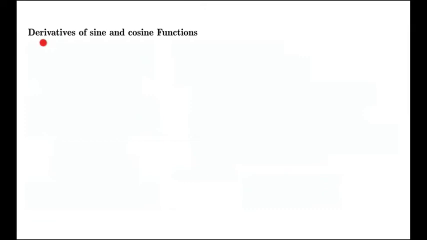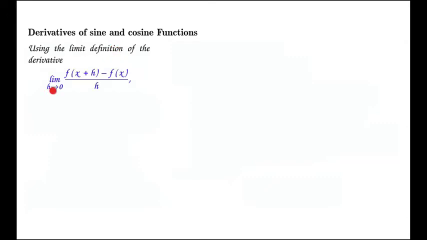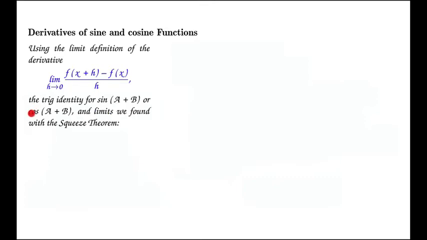We are now set to look at the derivatives of the sine and cosine functions. To do this, we need to remember the limit definition of a derivative, given here as the limit as h goes to 0 of f of x plus h minus f of x over h. We'll need to know trig identities, either for sine of a plus b or for cosine of a plus b, depending on which trig function we're taking the derivative.